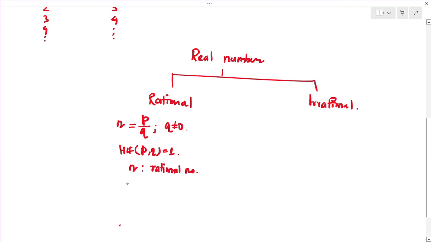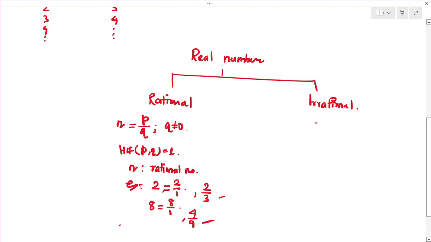For example, 2 can be written in the form 2 by 1. Say 8, 8 can be written in the form of 8 by 1. Any number like 2 by 3 is rational, 4 by 9 is rational. These are rational numbers. Irrational means those numbers which cannot be written in the form of p by q.